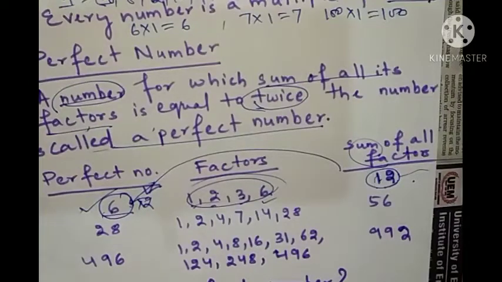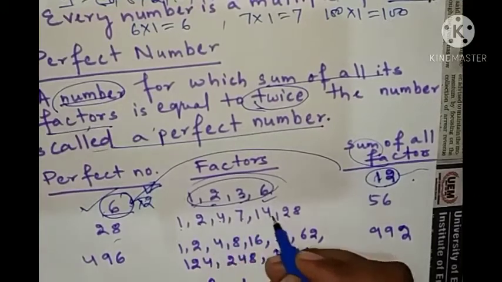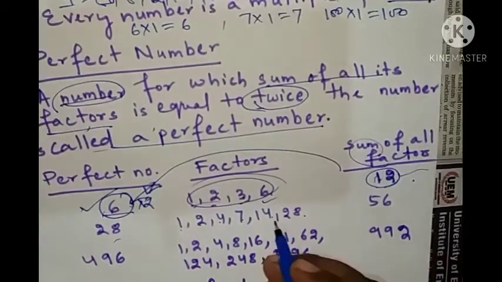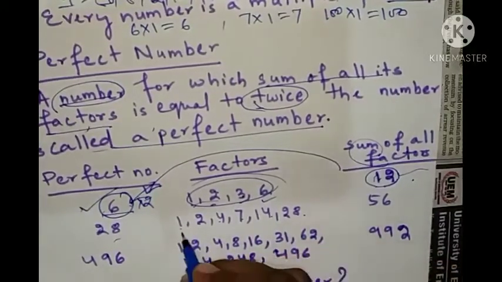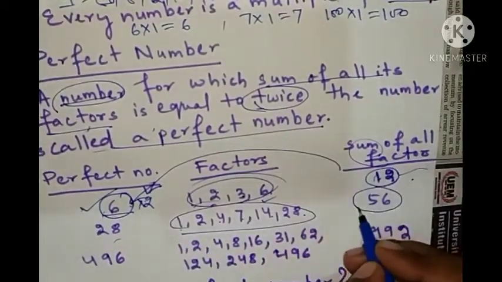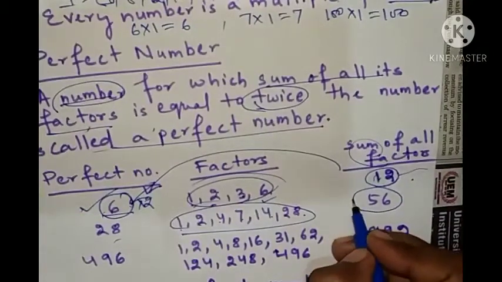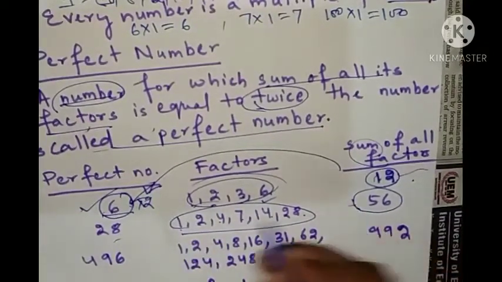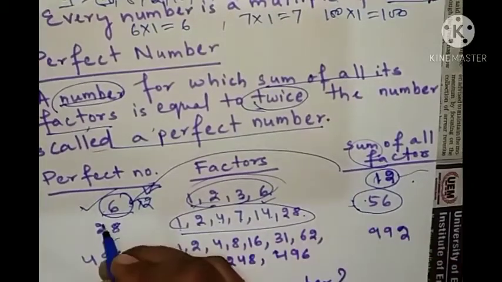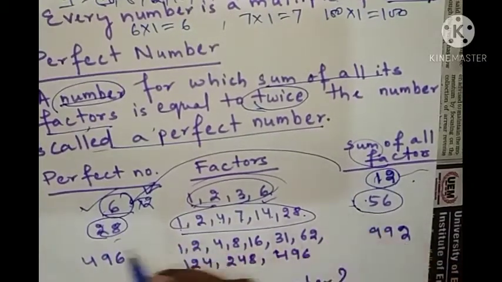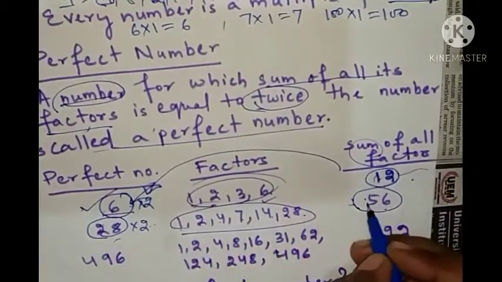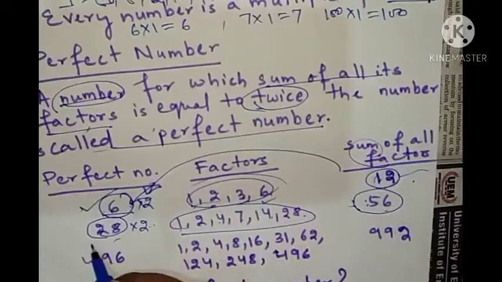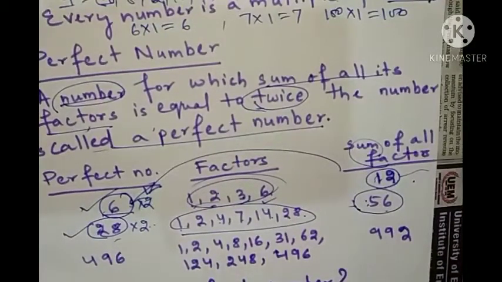Let's see another example. 28. The factors of 28 are 1, 2, 4, 7, 14, 28. Add them. After adding these factors, you are getting 56. So this 56 is twice of what? 28. 56 is double of 28. 28 into 2 is 56. So 28 is also a perfect number.